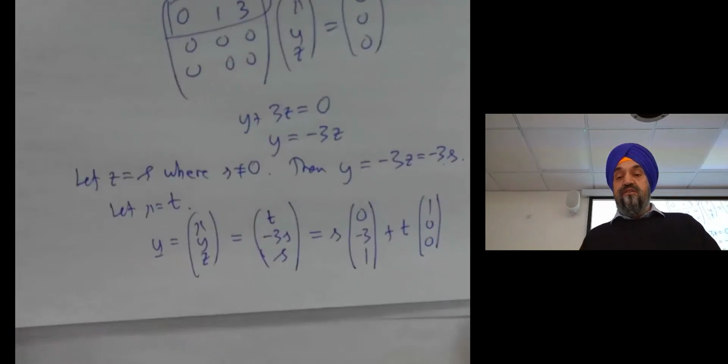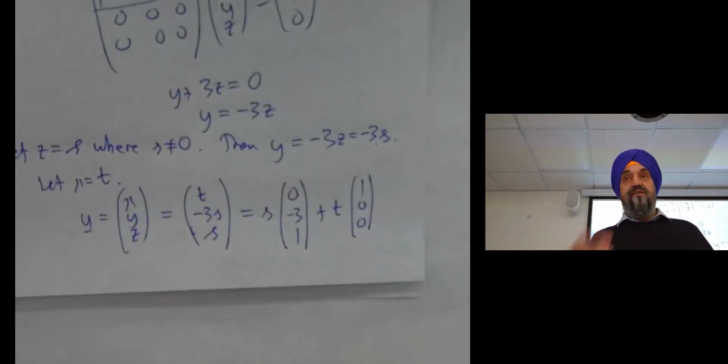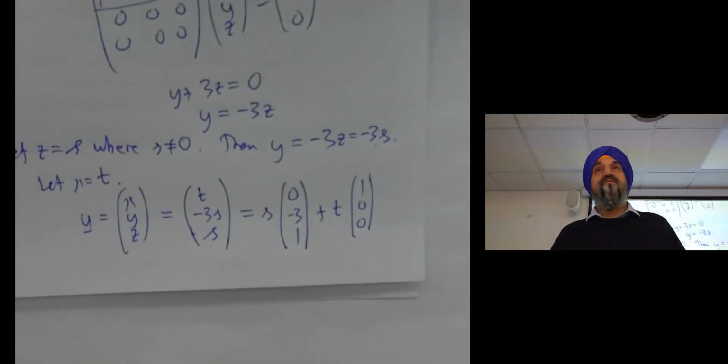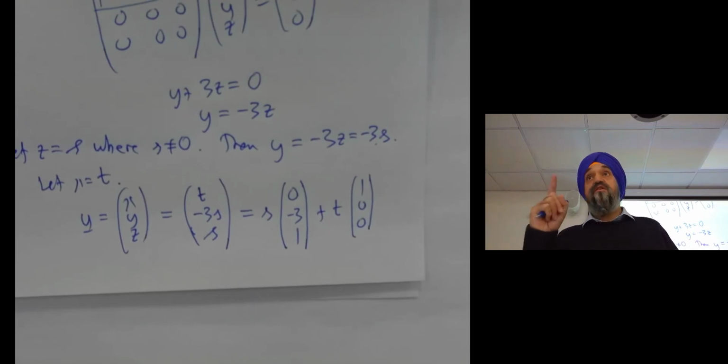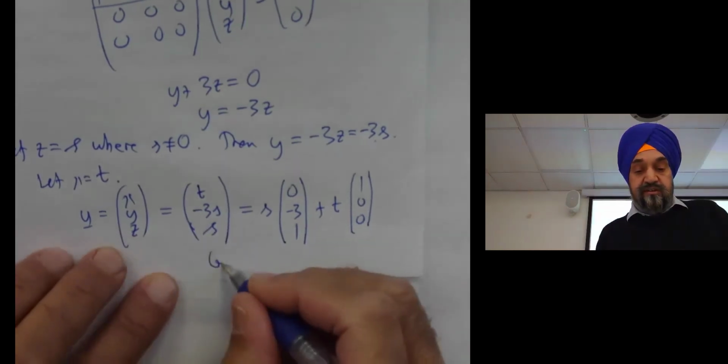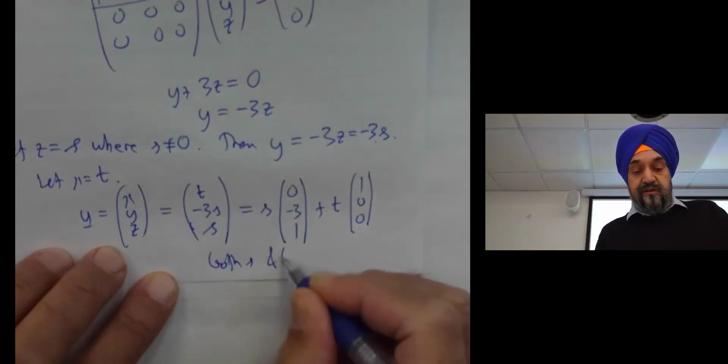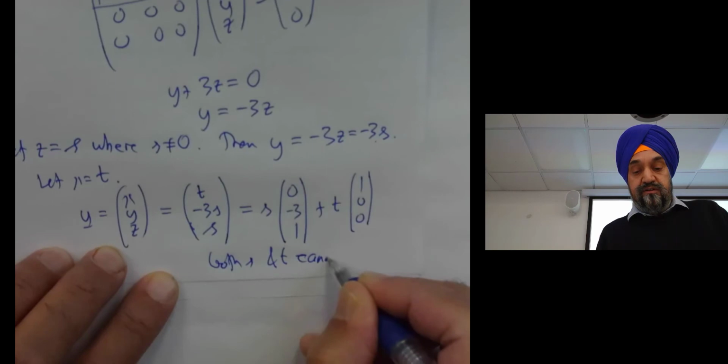What condition do you need? So this is your eigenvector, or your eigenspace in a way, for E2. But what about s and t? They could be any number apart from 0. They both can't be 0. One of them could be 0, but they both can't be 0. Both s and t cannot be 0.